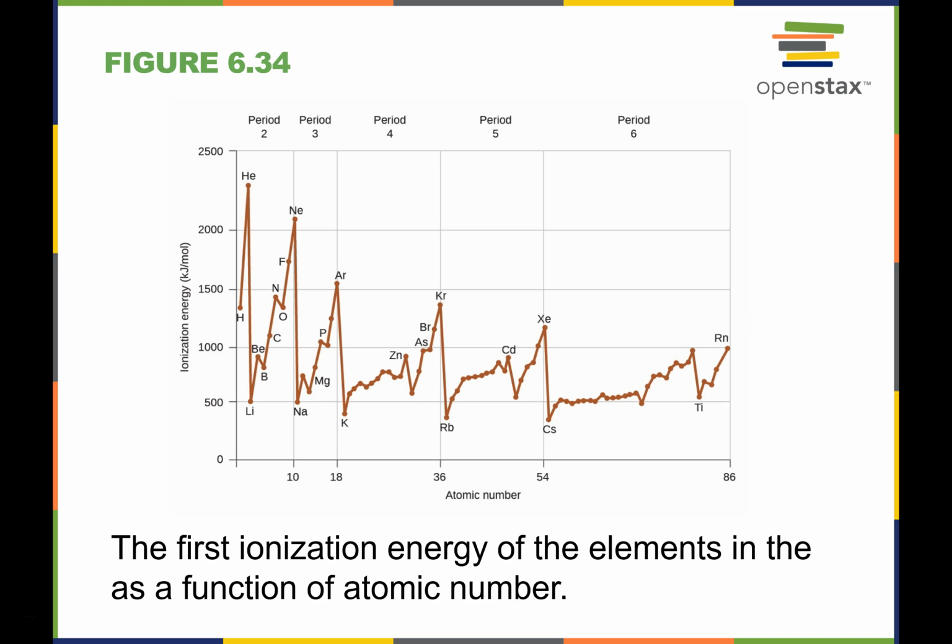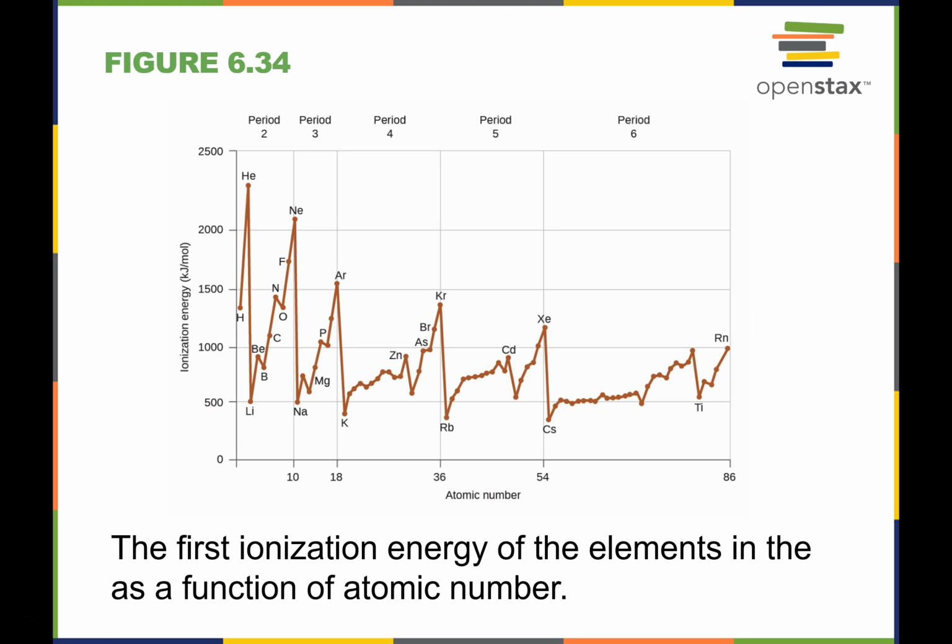So can you kind of see that in this graph? You kind of see the bumps. What do the bumps all have in common? What do neon, helium, argon, krypton, xenon, and radon all have in common? They're noble gases. They're rare gases.